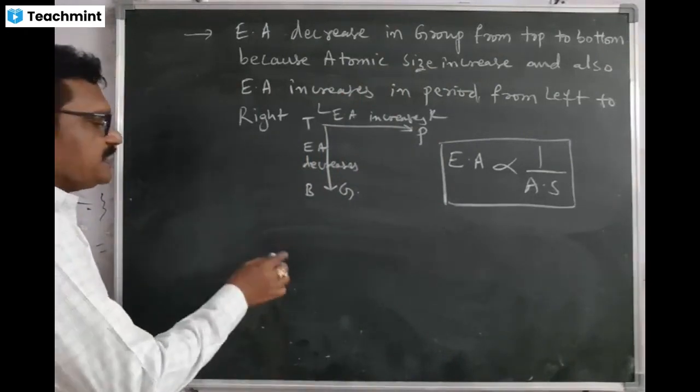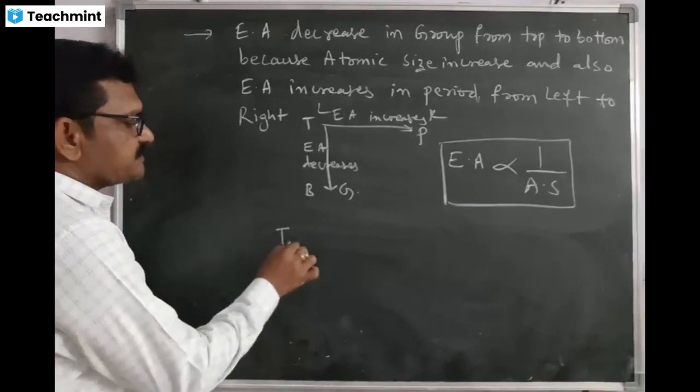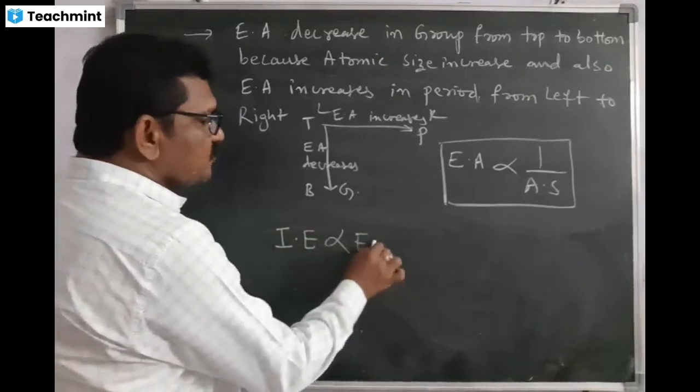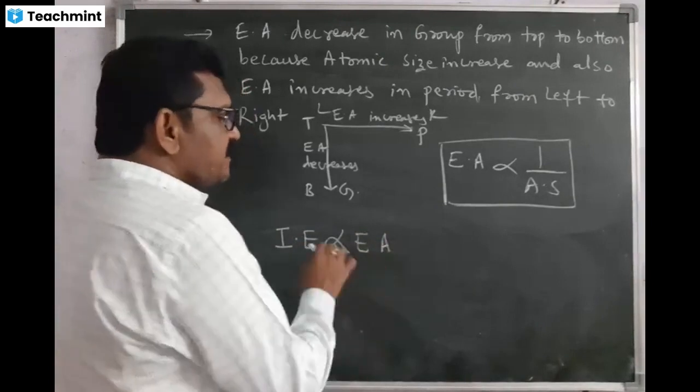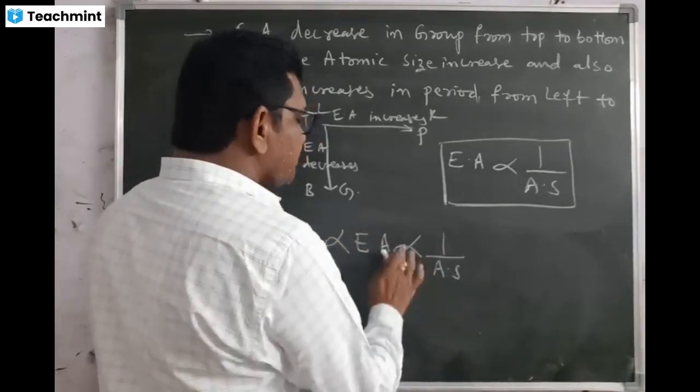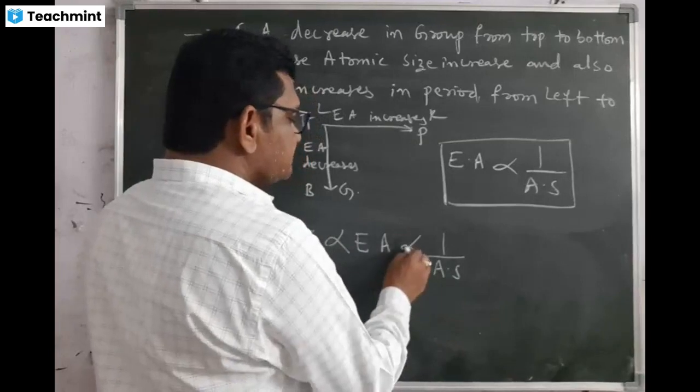Here I give you the final relation: ionization energy and electron affinity both are directly proportional with each other, and these two are inversely proportional to atomic size. This is the final relation.